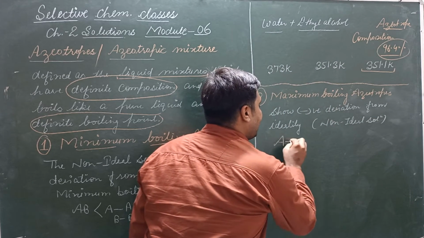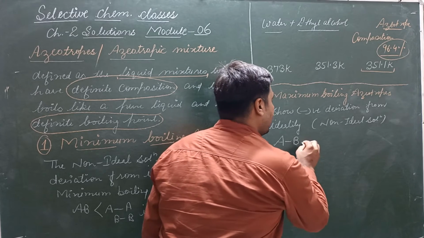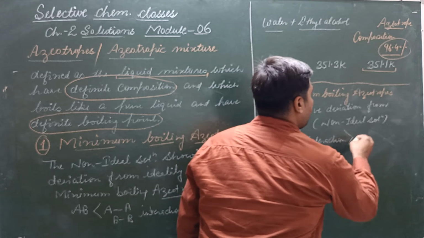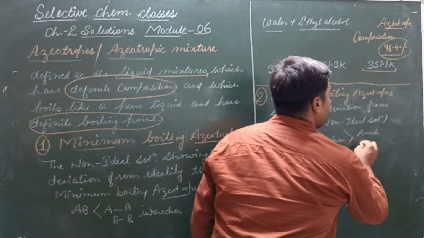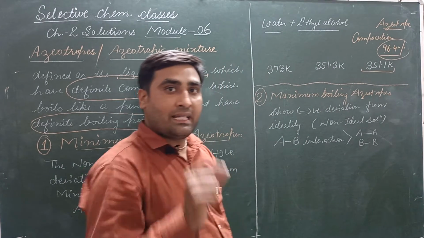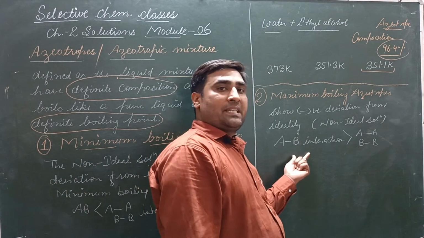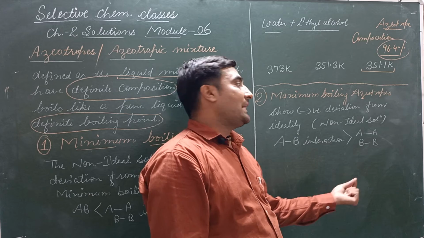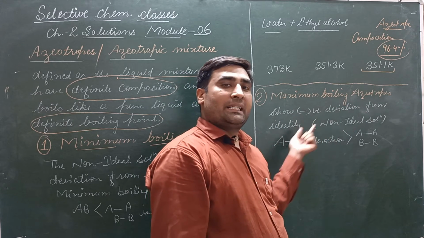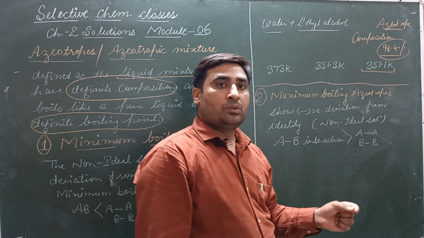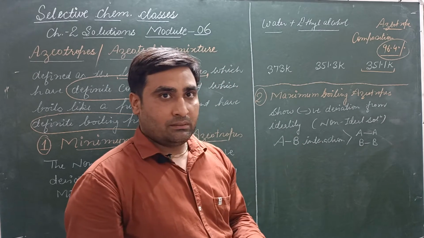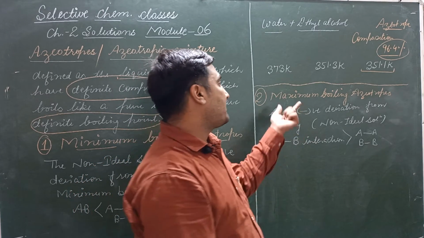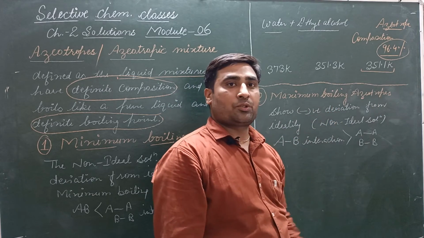Here the A-B interaction, that is the solute-solvent interaction, is strong as compared to the solvent-solvent and solute-solute interactions. That's why we have to boil it at a high temperature, and its vapor pressure gets decreased and we get the negative deviation from ideal condition. Due to the increase in temperature, we have to give maximum energy and boil it maximum. That's why they are called maximum boiling azeotropes.